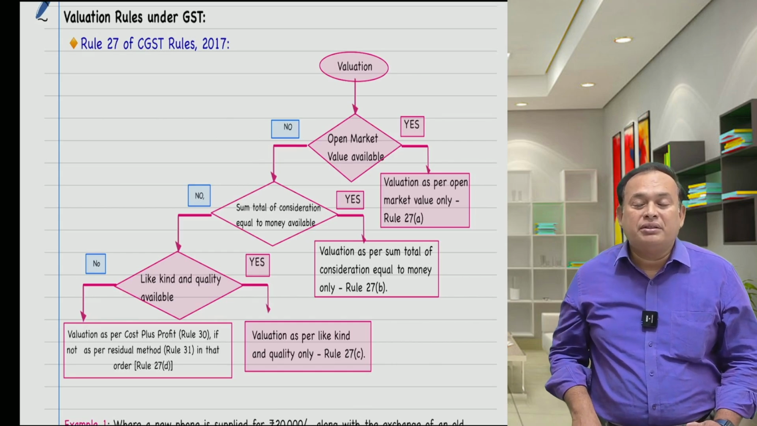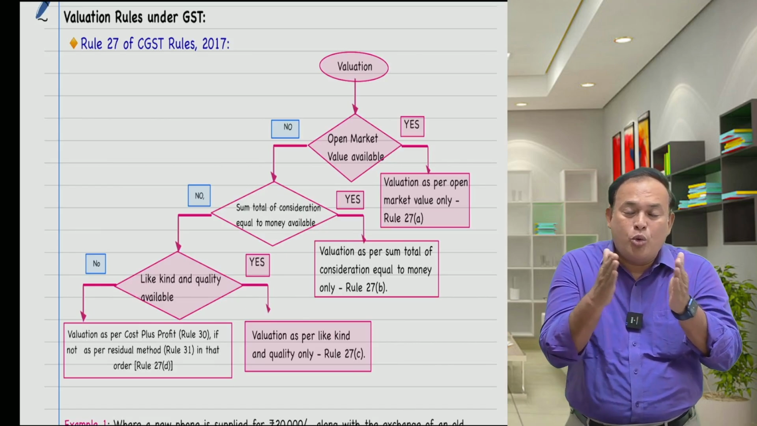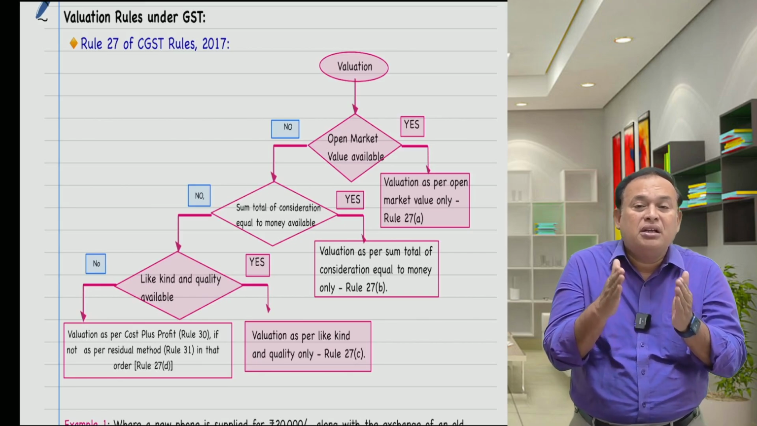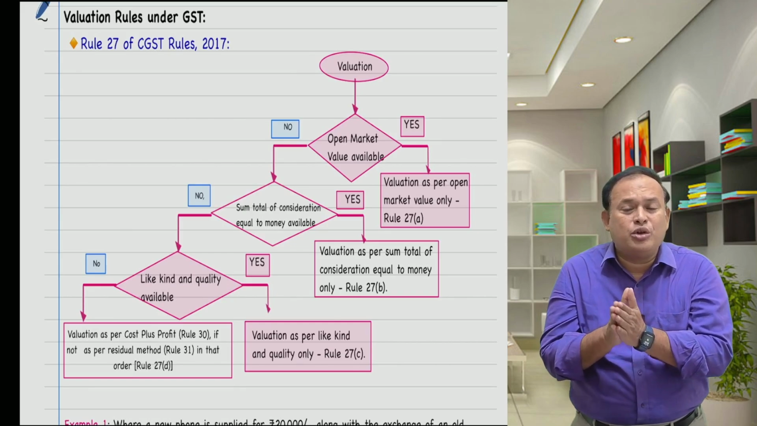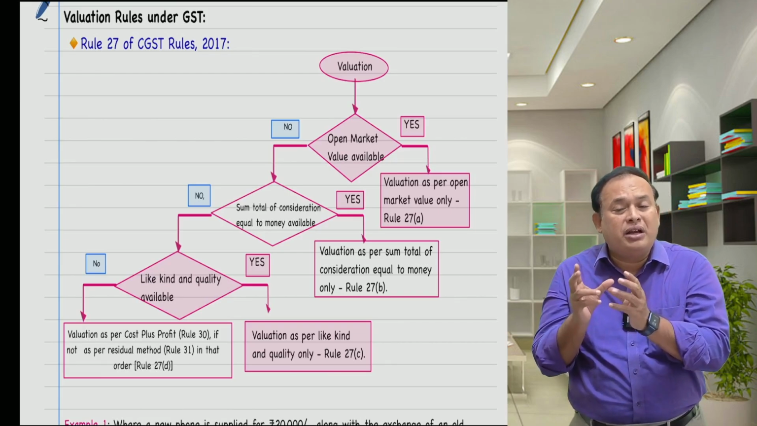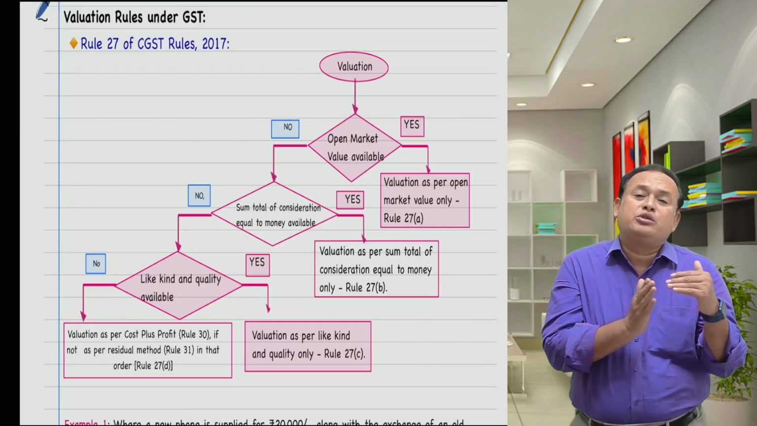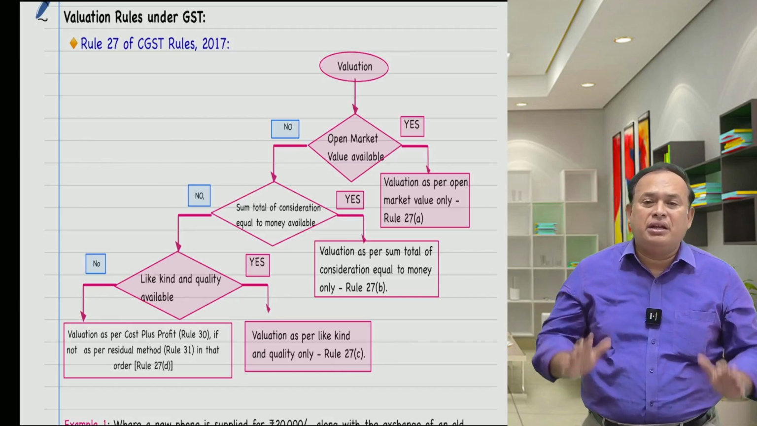Rule number 31. That means rule number 27, clause A, open market value. If not, rule number 27, clause B, the sum total of consideration equal to money value. Rule number 27, clause C, like kind in quality. If not, come to rule number 27D, refer to rule number 30. If not, rule number 31. In that order, arrive at the value.